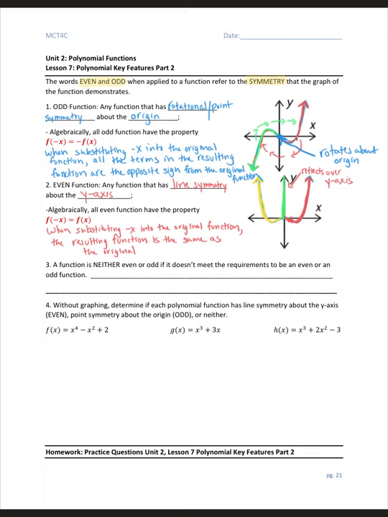All right, so a function is neither even nor odd if it doesn't meet the requirements to be an even or an odd function. One last point to make here: don't confuse this idea of symmetry with an even or odd degree.